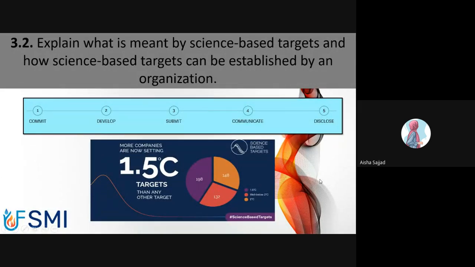So many companies are working with SBTI. A lot of those companies have such goals. 198 companies want to limit their emissions to 1.5 degrees. 148 companies, on the other hand, want to limit their emissions to 2 degrees. And many other organizations, that is 132 organizations, want to limit their emissions well below 2 degrees Celsius. And the basic goal that they have on average is a 1.5 degrees reduction.